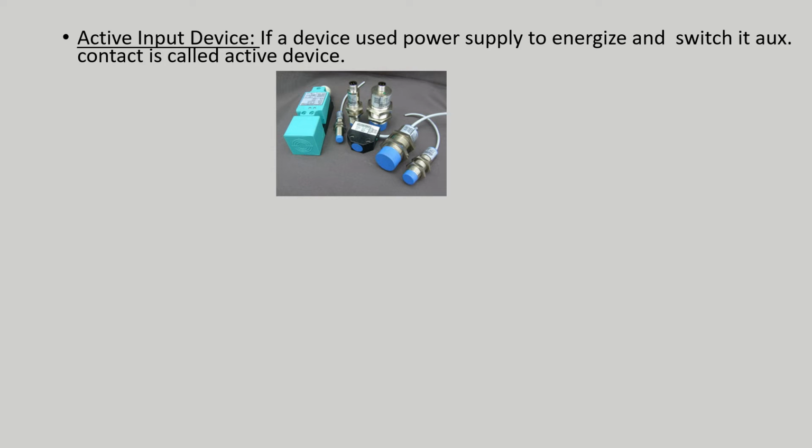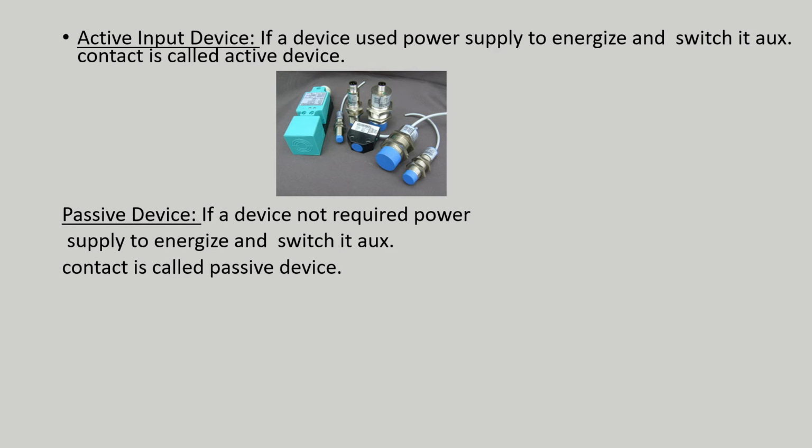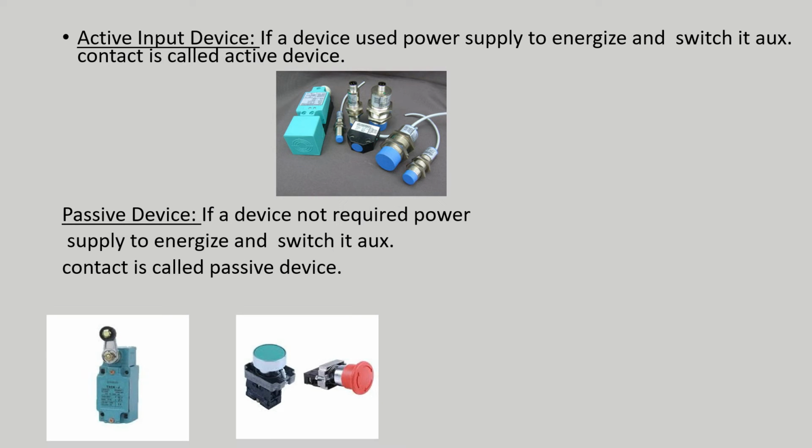Proximity sensor is an active input device, and it is energized by power supply, and when an object is detected, it turns on the switch. If a device does not require power supply to energize and give an output contact, that device is called a passive device. Our limit switch and push switch are passive devices. They don't need power supply, they need physical contact to change the condition of the contact.